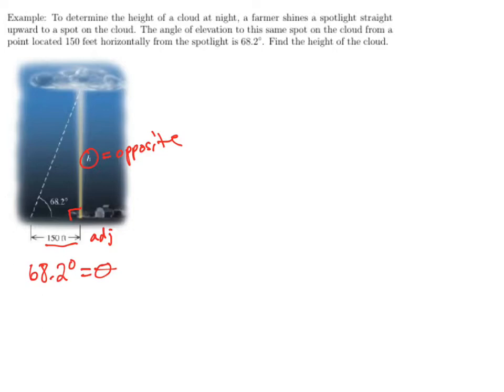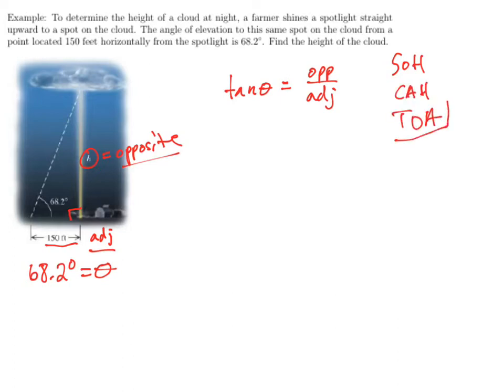So what we want to do is set up an equation that uses one of the trig functions. The trig function that uses the adjacent side and the opposite side, well, one of those is tangent. Tangent theta is equal to the opposite side over the adjacent side. Remember, SOHCAHTOA. So tangent here is the opposite side over the adjacent side.